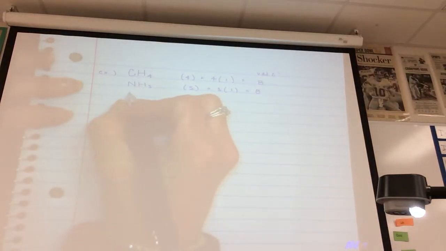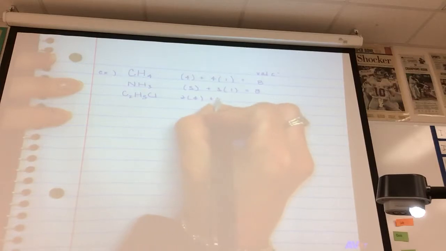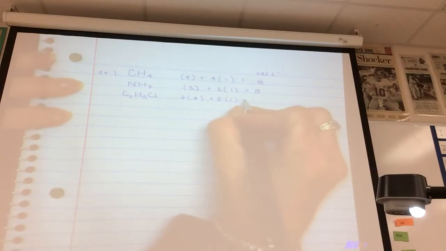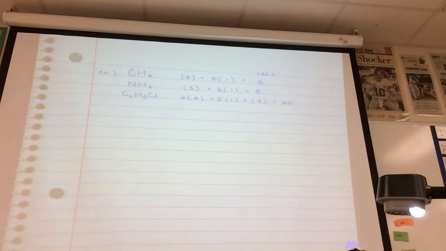Let's say that you had ethyl chloride, C2H5Cl: 2 carbons, each with 4, 5 hydrogens each with 1, and chlorine in group 17 with 7. That's 12 and 8 is 20. Getting the total number of valence electrons will be critically important this year. Don't forget.